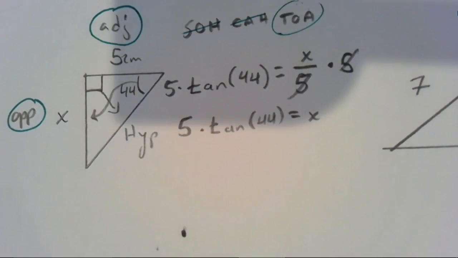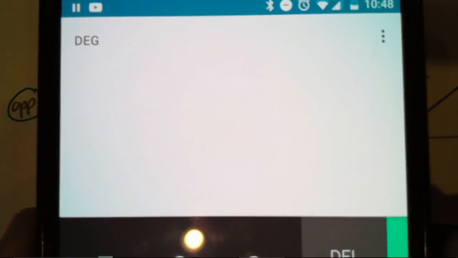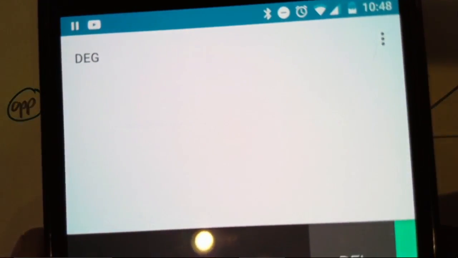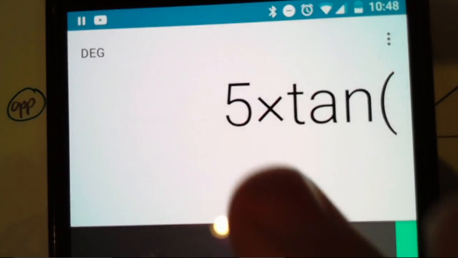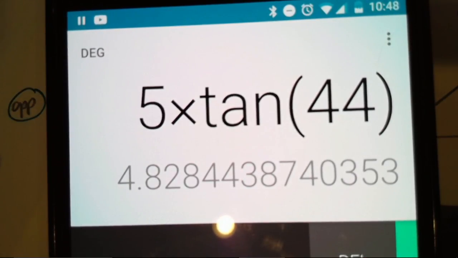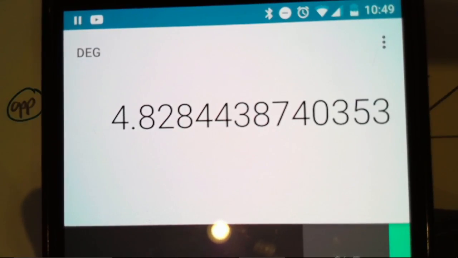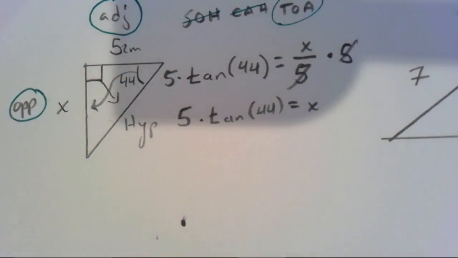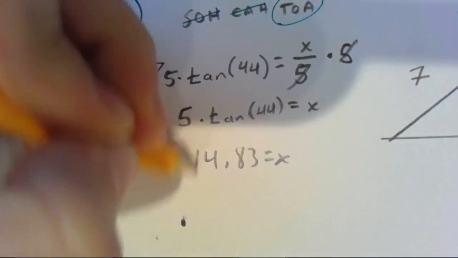So I'll come to my calculator, which I've got right here, and I'm going to do, what is it? 5 times tan 44, close those parentheses. Notice I'm in degree mode, so when I do this, I should get the correct answer, which is 4.83. We'll round to the nearest hundredth. So 4.83 is my answer, and I can write 4.83 is equal to x.